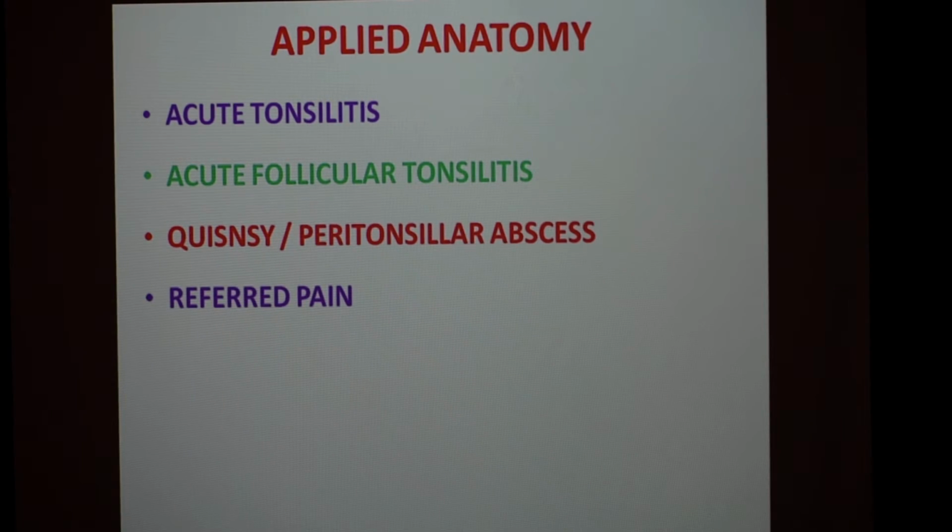There can be referred pain. Commonly if there is infection of the tonsil, the pain gets radiated towards the ear because it is near the auditory tube, and the nerve supply to the auditory tube and the pharynx and all those regions of the pharynx is common, by the glossopharyngeal and the vagus nerve. So that pain can get referred to the ear.